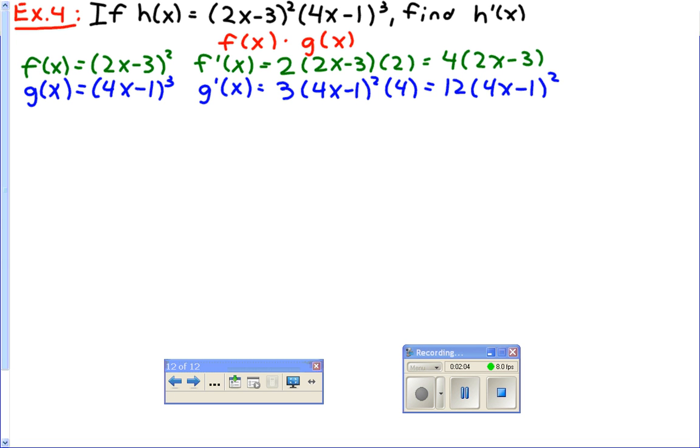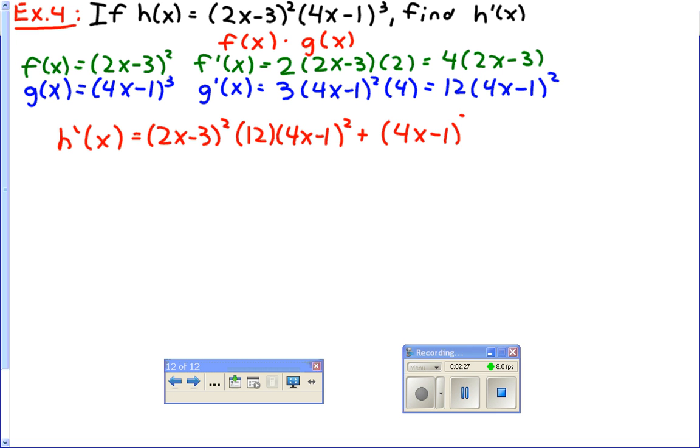Can someone be brave and try and give me h prime of x the first step? Courtney, you're brave, you can do it. Awesome. Now, you might say, Mr. Sadler, I did mine backwards. That's fine. As long as it sort of looks something like that. If you have extra brackets in there, that's okay as long as it matches up. Does that make sense what happened there?